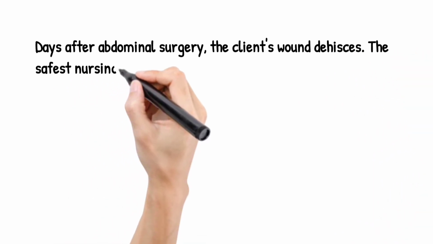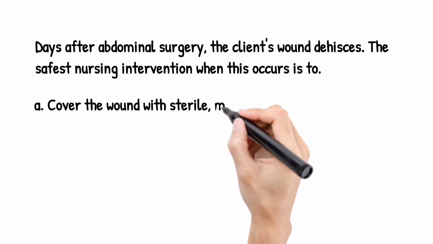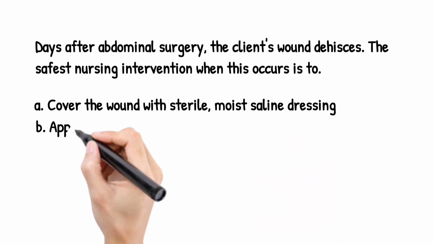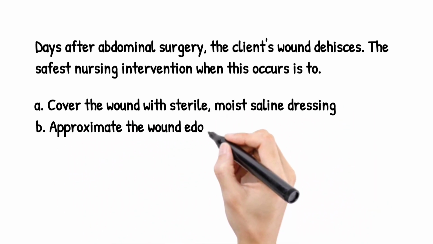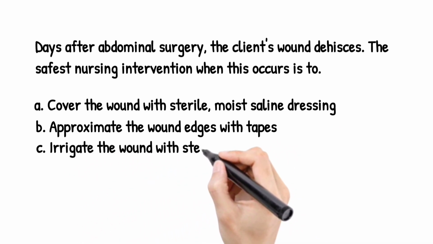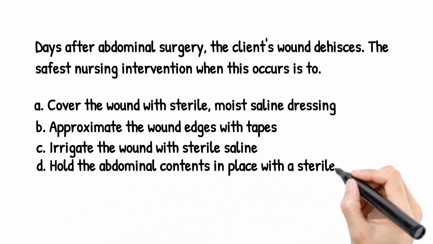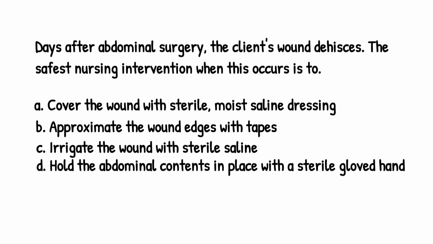Days after abdominal surgery, the client's wound dehisces. The safest nursing intervention when this occurs is to: Option A, cover the wound with sterile moist saline dressing. Option B, approximate the wound edges with tapes. Option C, irrigate the wound with sterile saline. Option D, hold the abdominal content in place with a sterile gloved hand. The answer is option A, cover the wound with sterile moist saline dressing.